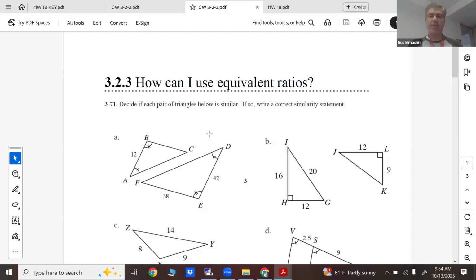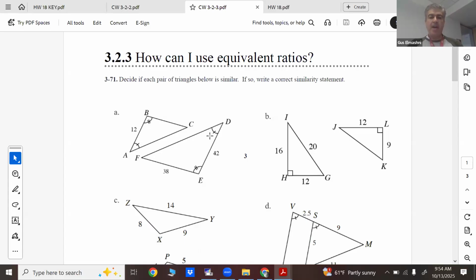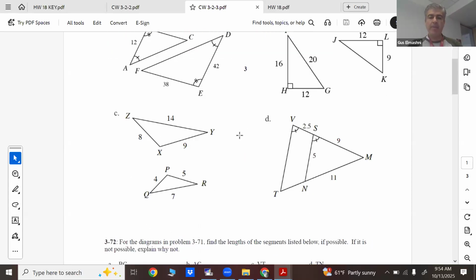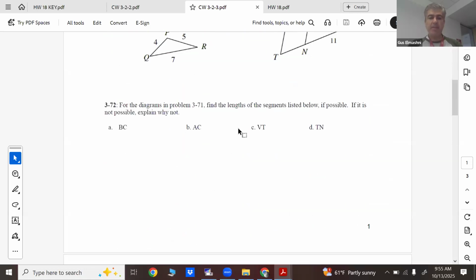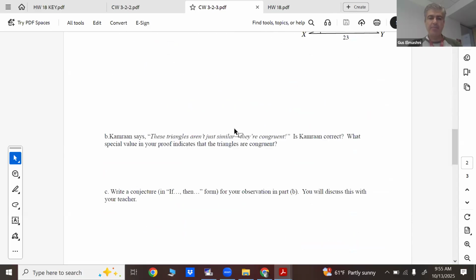Okay, 3.2.3. Here we go. All right, decide if each pair of triangles below is similar. If so, write a correct similarity statement. I'll do part A. I'll have you guys do parts B, C, D. Then we'll move on to 3.7.2.